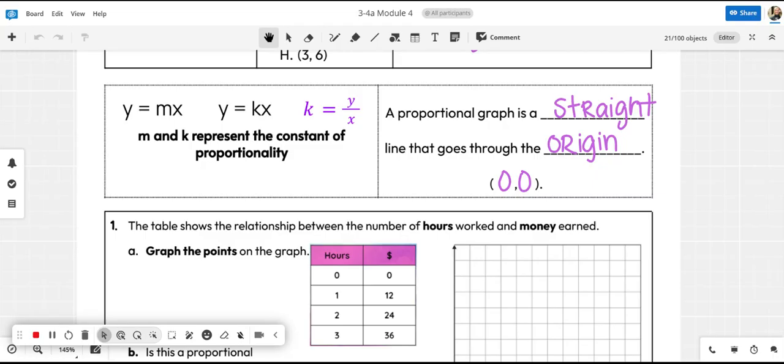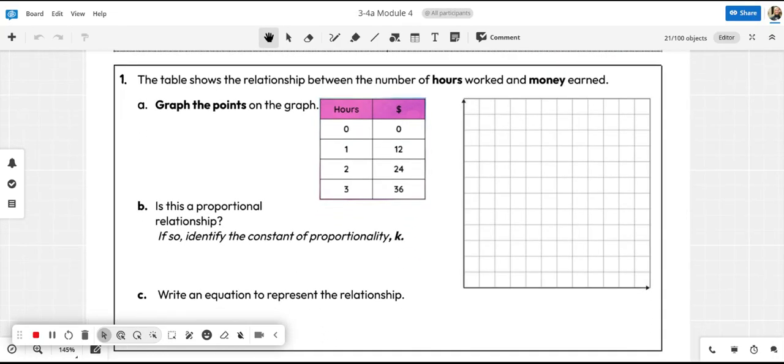So let's take a look at number 1. I have a table here, and we're going to plot the points. Notice the first one, hours. We're going to think of the hours as X, dollars as Y. You notice my graph isn't labeled. My x-axis over here is hours. I have my 0 here, and then 1, 2, and 3. We really don't need to go further because in my table I only have 0, 1, 2, 3. And then my y-axis is dollars.